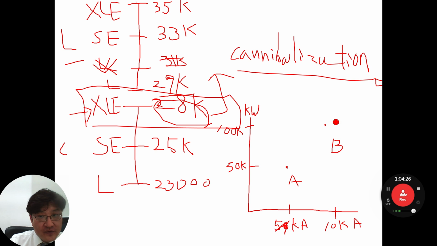One way to do that is to introduce a third option, which is a 12k ampere at, oh gosh, 150K.